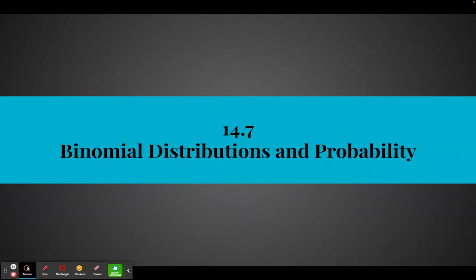Lesson 14.7 is about something called binomial distributions and probability. So we're going to look at some situations that up until now we've just been unable to solve with the probability formulas that we've learned.